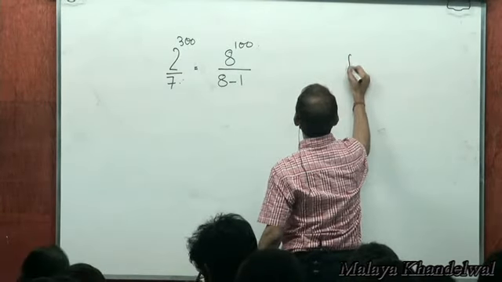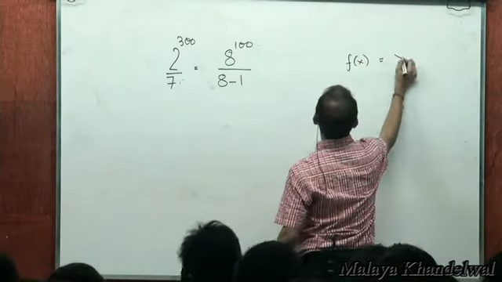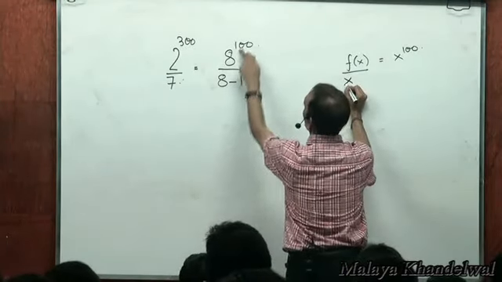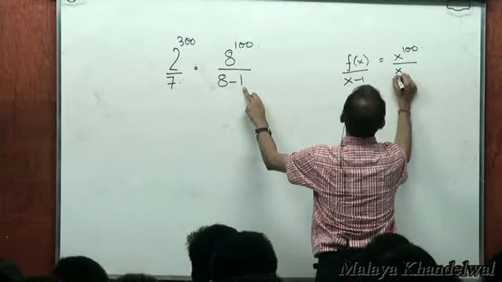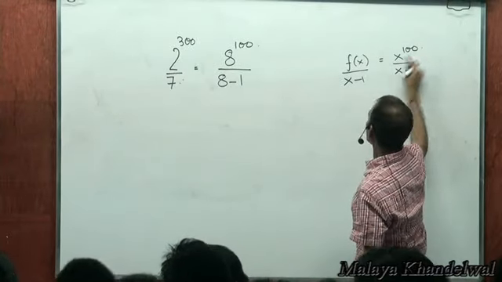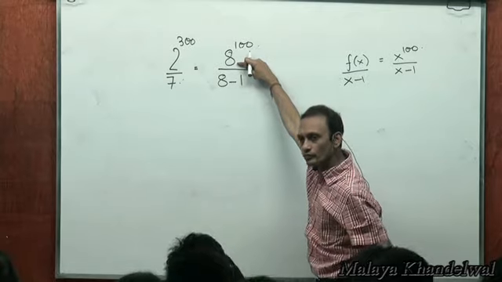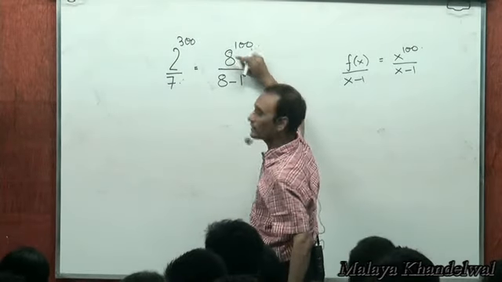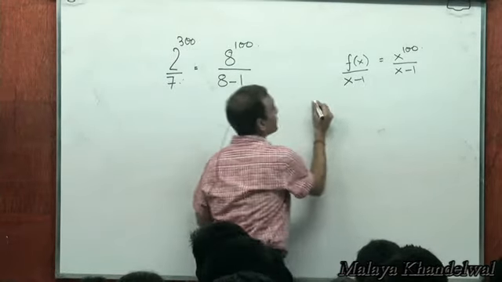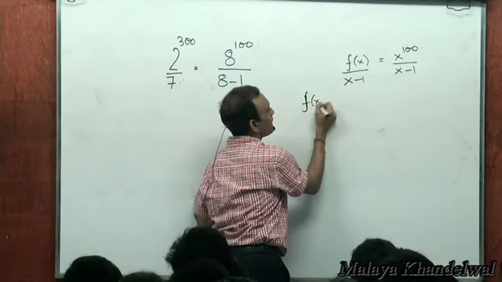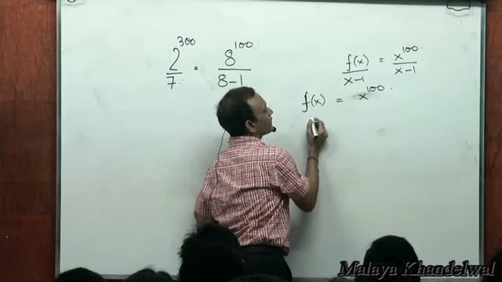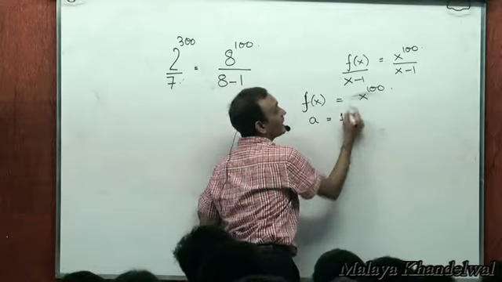That means, suppose f(x) is x power 100 and I want to divide it by x minus 1. This is of the form f(x), and this will be x minus 1. So f(x) is x to the power 100, and a in this case is 1, in x minus a.